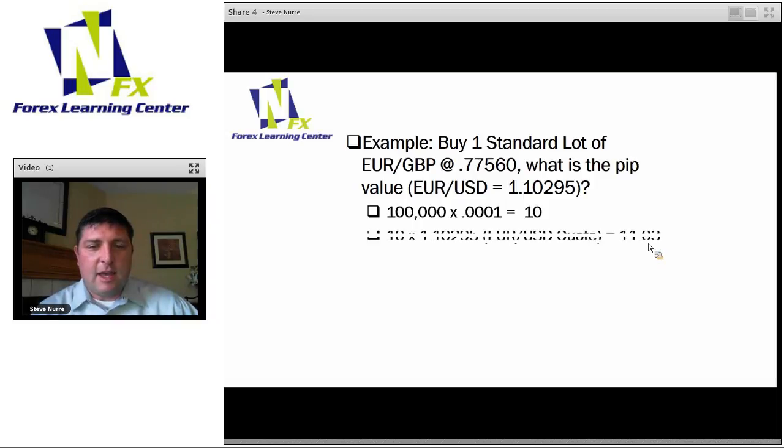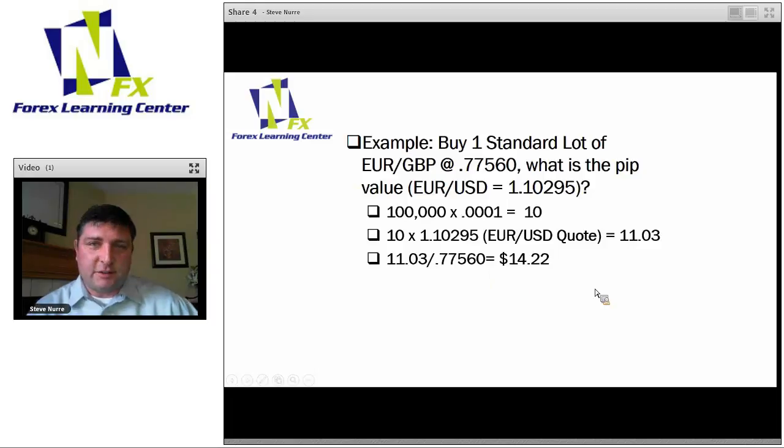Then we take that 10, and because we're trading the euro pound pair, what's the base currency? Euro. So we need to convert that euro into dollars. We take that 10 times 1.10295, which is the euro USD quote. I just rounded it here to 11.03. It would be 11.0295, but it's not going to make a huge difference in the calculations. Now that I've converted that base currency into US dollars, all I need to do is divide that by my opening price. So 11.03 divided by 0.77560, which is our opening price, comes out to 14.22.